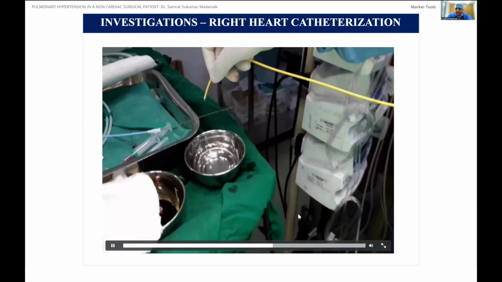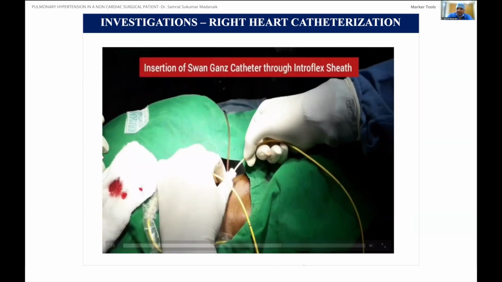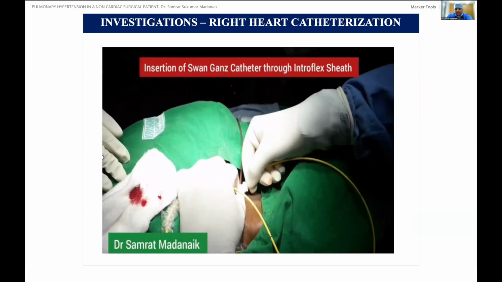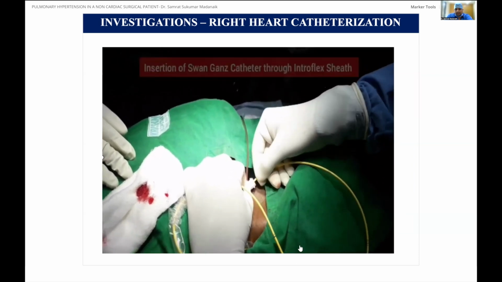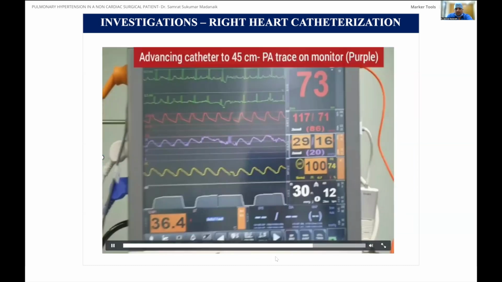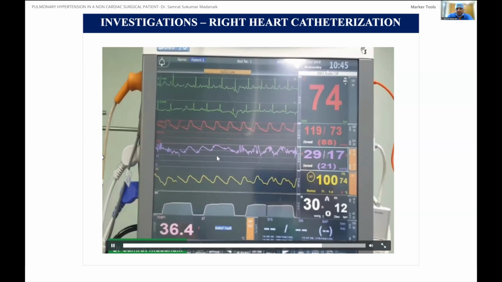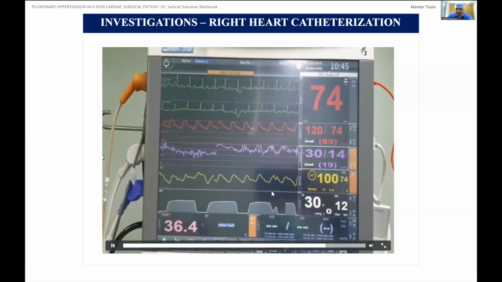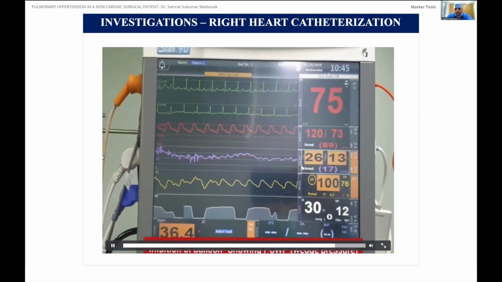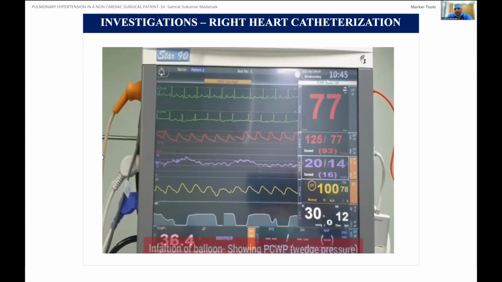So this is a Swan-Ganz catheter, that is a pulmonary artery catheter. Based on the waveforms on the monitor, we determine whether it is in the RA, RV, or pulmonary artery. So now we have advanced the Swan-Ganz catheter. Once this catheter comes into the pulmonary artery, you will get a good systolic and diastolic waveform, and you will get two values. And if you inflate the balloon on this pulmonary Swan-Ganz catheter, then you will get a trace something like this. So this is basically the wedge pressure. So this is how invasively you can estimate the pulmonary artery pressures.